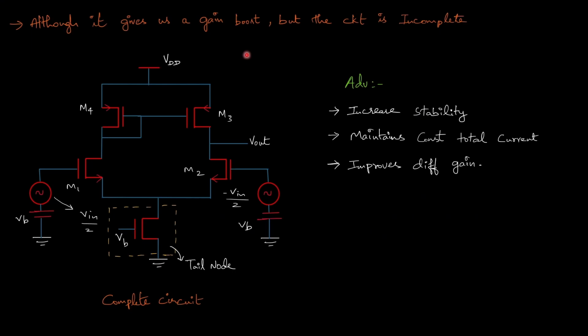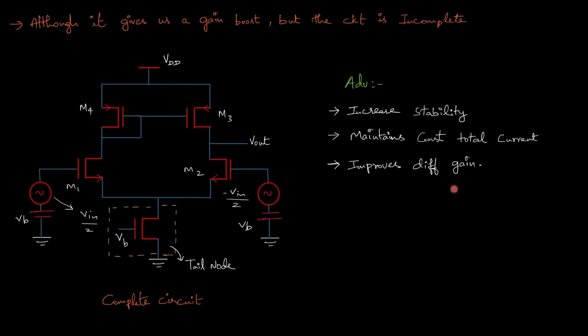Even though the previous circuit gave us the gain, the circuit is incomplete because it doesn't have the tail node. Without the tail node, the current through the two branches is not properly controlled. And by adding a tail node, we can increase the stability, maintain constant total current, and improve differential gain.